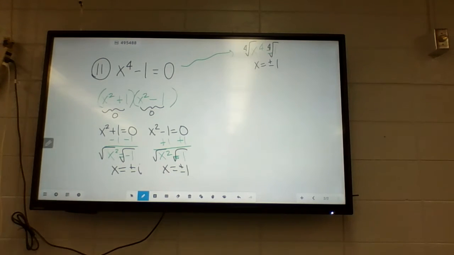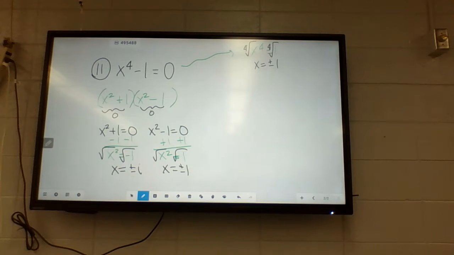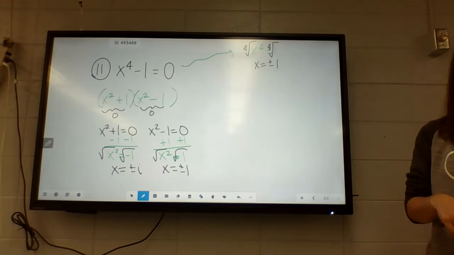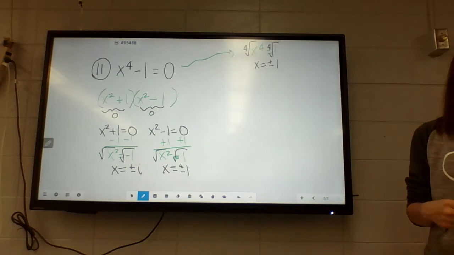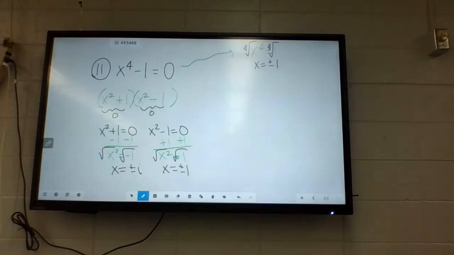So again, if they ask for all solutions, real and imaginary, we should be able to find them all. So if you don't get them all, then you have to pivot and try something different. So factoring is another option. Quadratic formula if it's a squared. This is not a squared though, so you can't use the quadratic formula.